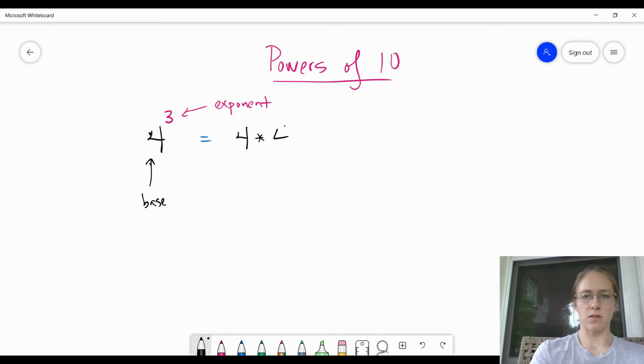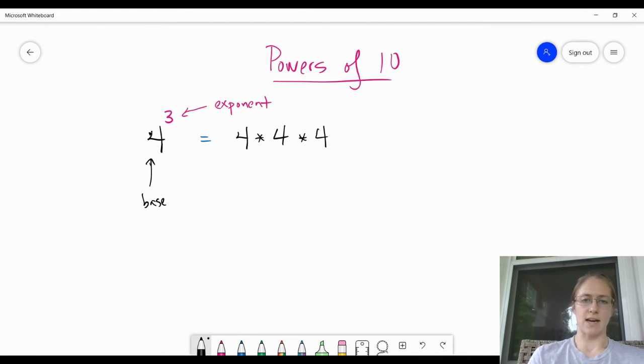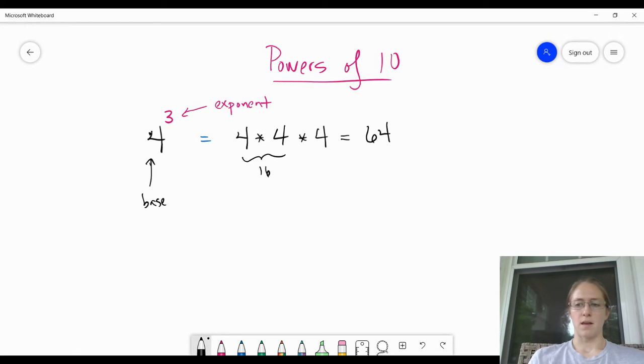And the exponent tells us how many times we need to multiply the base by itself. So 4 to the third power means I need to multiply 4 by itself 3 times. 4 times 4 times 4. And so if I did that, 4 times 4 is 16. And then if I multiply 16 by 4, I get 64. So 4 to the third power is 64. And a common mistake that people will make is they'll say it's 12 because they're thinking 4 times 3, but that's different, right? 4 to the third power means 4 times itself 3 times.